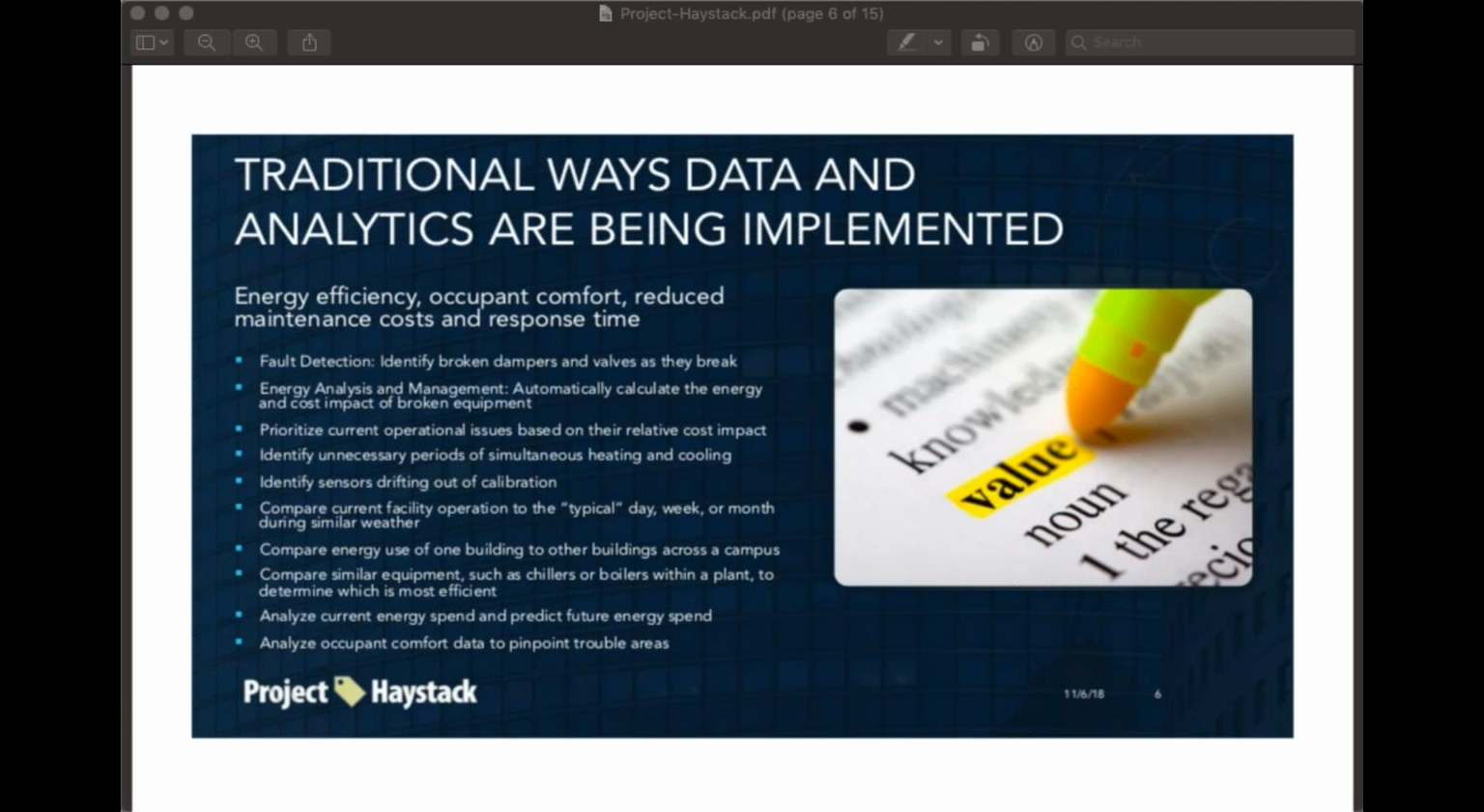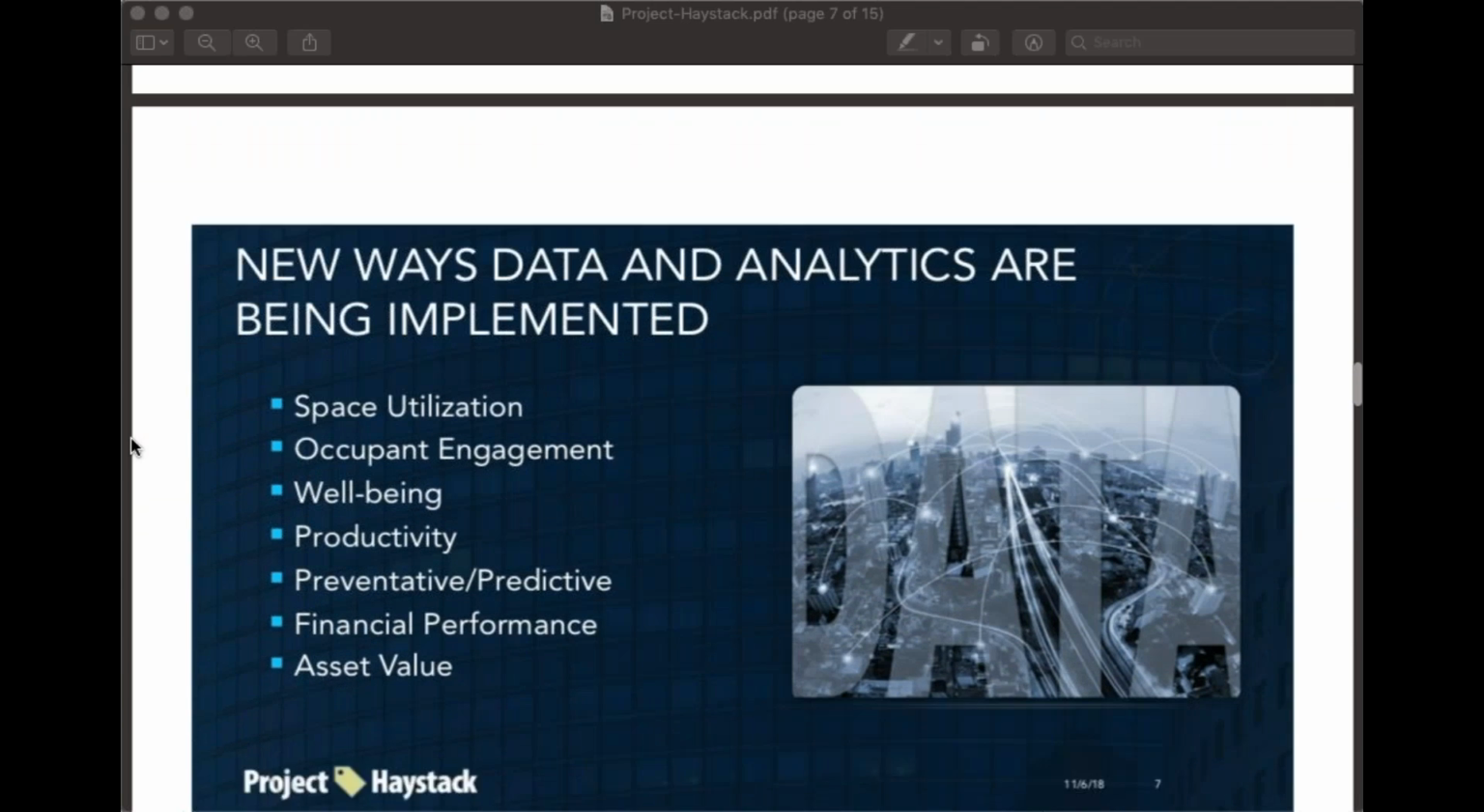So that gets to analyzing spend, et cetera. So these are, I would say, traditional. It's kind of interesting to be here a few years into the data analytics journey for building owners and be saying these are traditional ways. These are really at the forefront for many organizations. But this slide really sets us up for the next topic because we're seeing data being used in other ways as well. Let's move on to that.